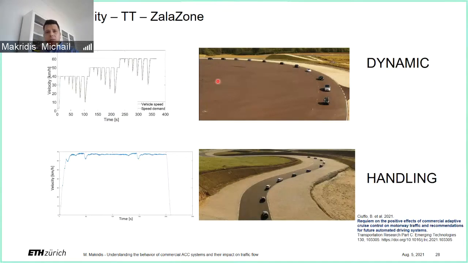And at this point, it makes sense to discuss a bit the Zala zone and the two tracks that we used. This is a circular track. It's a circle with a radius of around 300 meters. And this is the speed profile of the leading vehicle. You see, it goes with a steady speed, and then it does a perturbation, steady speed, another perturbation, etc. This is the handling course, which is more like real road conditions. The first vehicle goes with steady speed, and the other vehicles follow.